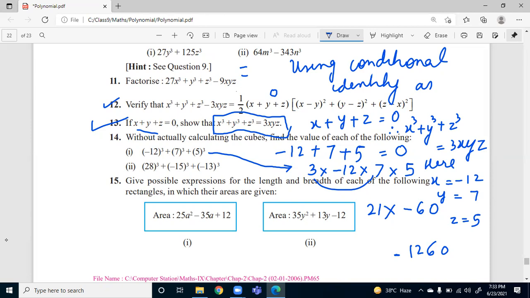Ma'am, written. In the second question, we have to do the same way, right? Yeah. Ma'am, can I just try it? Yeah, please try. So everyone try question number 14, second part. Ma'am, second part is done. Ma'am, I'm already done. Okay, do tell me how. Ma'am, just a second.